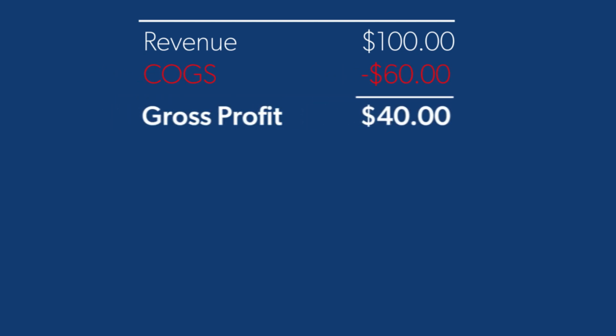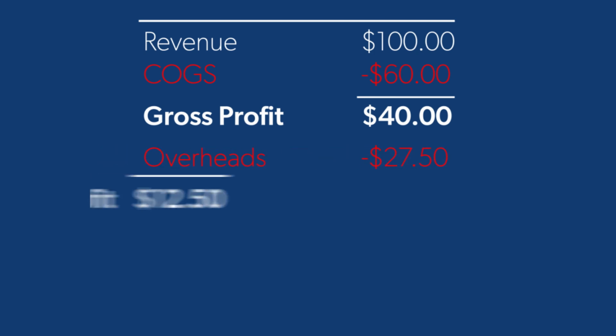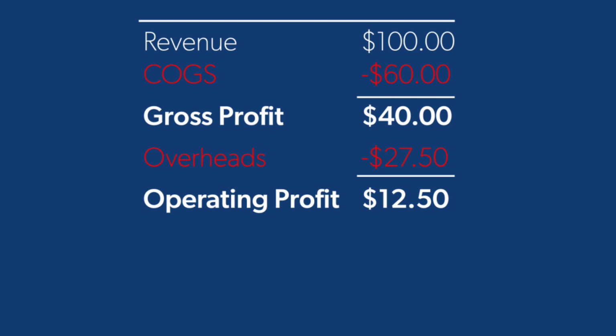We start off with a fairly profitable business. It's got revenue of $100. It's got cost of goods sold of $60. So it's got a GP of $40, 40% GP, pretty good. Overheads maybe a nudge high at $27.50, but we've still got operating profit of $12.50 or 12.5%.